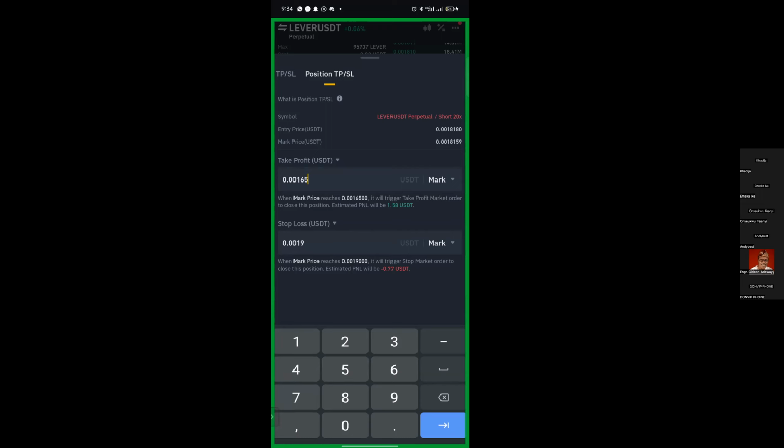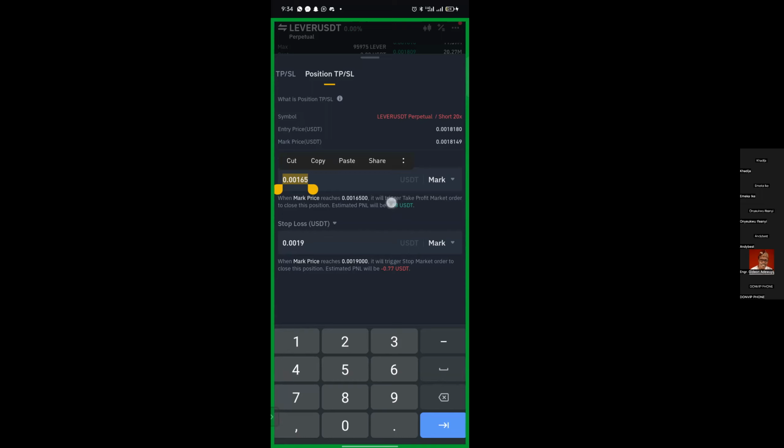Now it's very simple. If you do not set a take profit figure here and it has touched all the targets, you're making profit, you close it manually. But as long as you've entered the take profit figure here, once the market hits the specified price, it will take you out with whatever profit you make on that price, which is here.